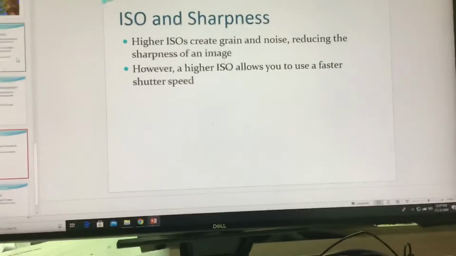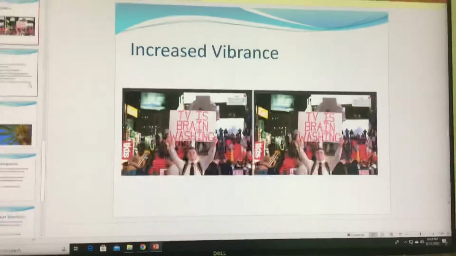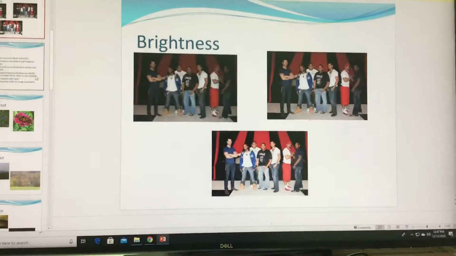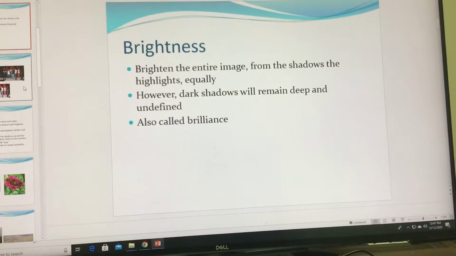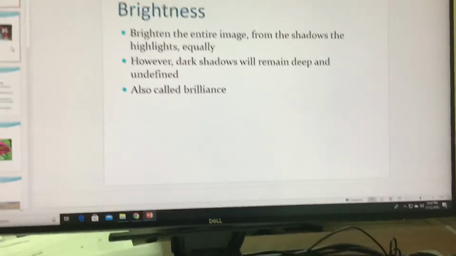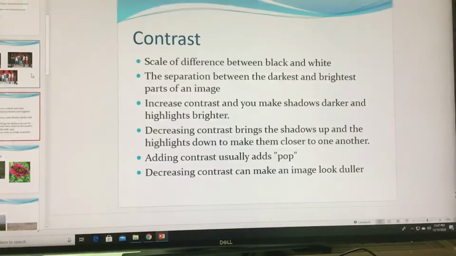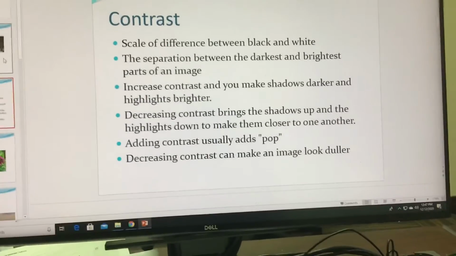Another term for brightness, going back to brightness now, is also called brilliance. Adding contrast to a photo usually makes the colors do what? It makes the colors pop.